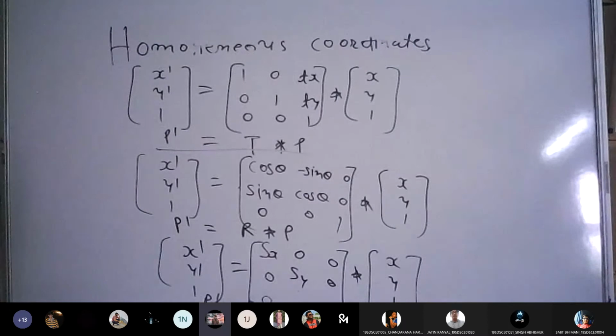Any more doubts? No, sir. Now the question is, what if I want to find the inverse transformations? Let's say here I am adding certain distances. This is known as translation, but I want to get the inverse translation. Can anyone tell me what I can do to get the inverse translation?